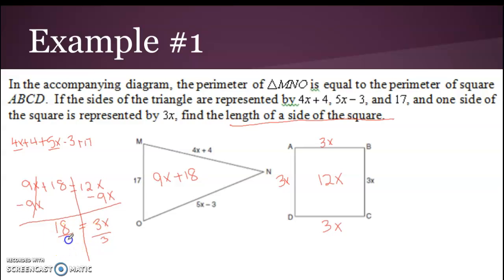Divide by 3 on both sides. What's 18 divided by 3? You got it. This becomes 6 equals x. Now that's x. The question says find the length of a side. So one side is actually 3x. So when you substitute in, it will be 3 times 6. Actually, let's put this in parentheses because we're substituting. And 3 times 6 is 18. So the length of one side is 18. So here's a question where we have to apply the perimeter to solve for something else. Make sure you copy this example in your notebook. Pause the video, okay?